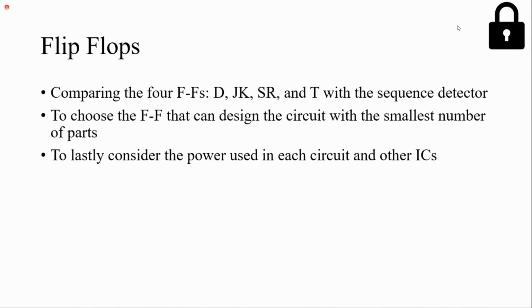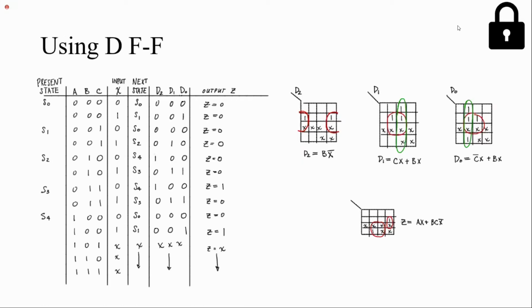And so for my design, I first wanted to look at different flip-flops to see which one uses the least amount of parts. So I looked at D flip-flops, JK, SR, and T flip-flops to see which one would use the least amount of parts. And here is my state table for using D flip-flops. It is identical to the original state table, and the simplified equations.